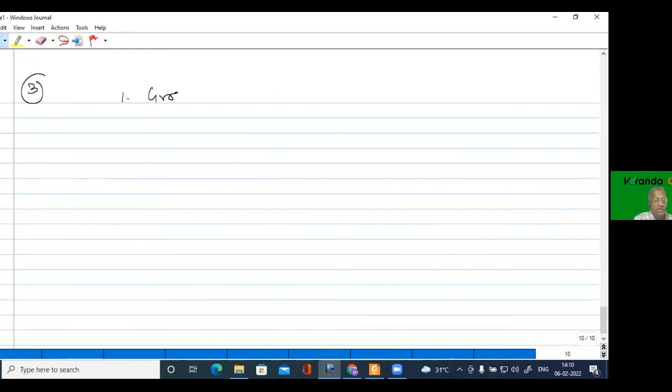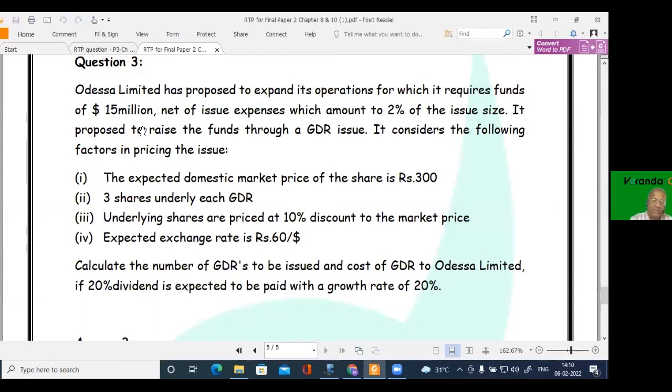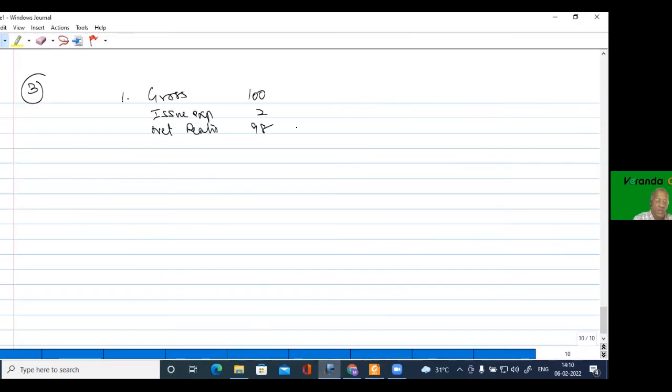Say if your gross is going to be 100, and then they say issue size, because issue expenses come to 2 rupees, net realization is going to be 98 rupees, isn't it? So in this problem they have mentioned that they require $15 million net. What should be the size of the GDR?